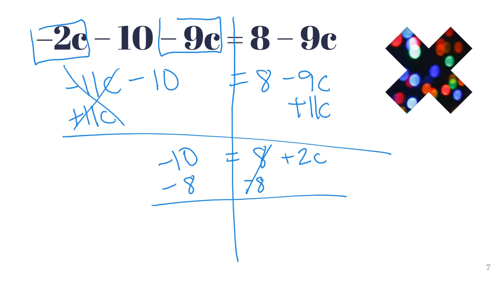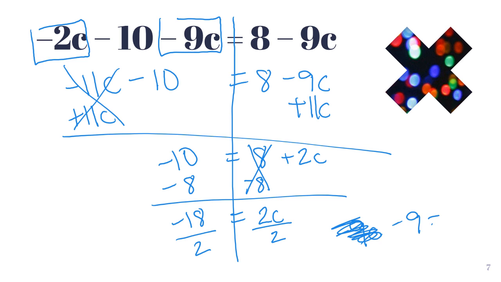8 minus 8 is 0. So that cancels out. So I'm left with 2c equals, what is negative 10 minus 8? Negative 18. Now, what's my last step going to be? Divide both sides by 2. So what is negative 18 divided by 2? Negative 9. Sorry. Negative 9 equals c is what I'm going to end up with because 2 divided by 2 is 1. So I'd be left with c equals negative 9.